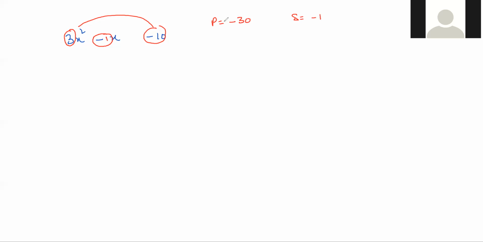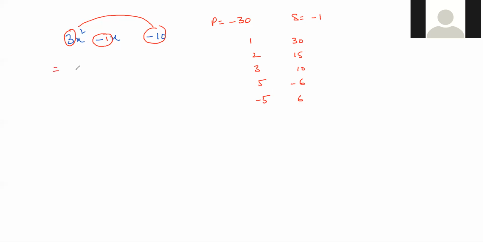Now remember, whenever the product is minus, that means if one is positive, the other is going to be negative. 30 has the factor pairs 1 and 30, 2 and 15, 3 and 10, and 5 and 6. So which of them has a difference of 1 here? 5 and 6. And you have to make one positive and one negative. So would you like to keep 5 with minus 6 or minus 5 with plus 6? Plus 5 with minus 6.